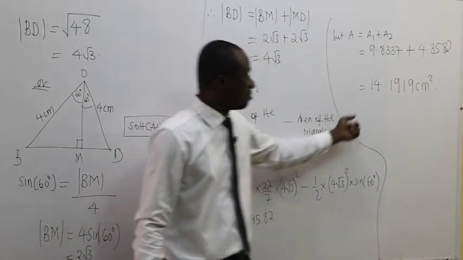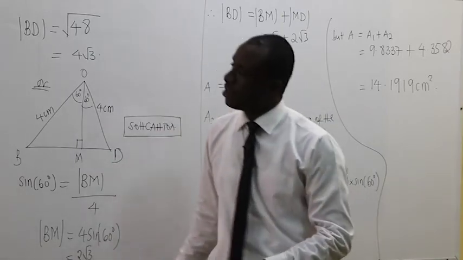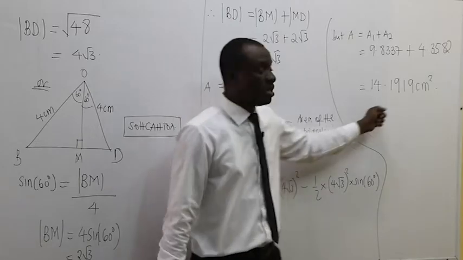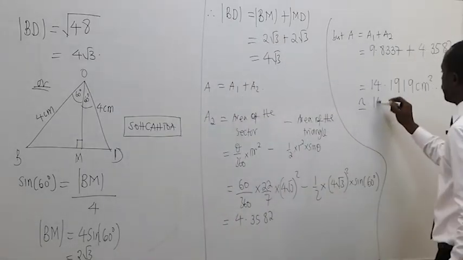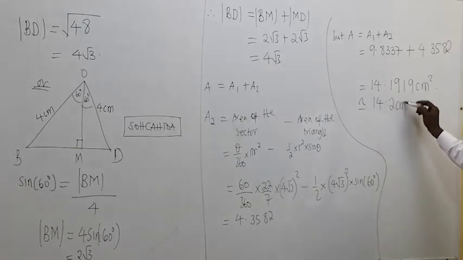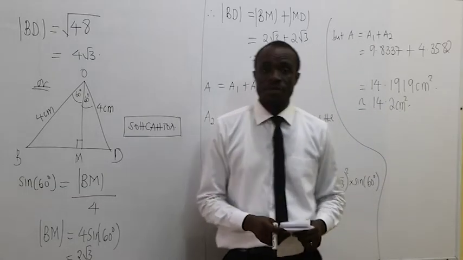centimeters squared. We're not giving any approximation. Were we giving approximation? No, we're not giving any approximation. Either we leave it this way or to three significant figures. That is 14.2 centimeters squared. That's it, very, very easy.